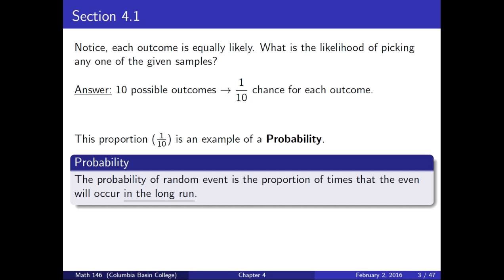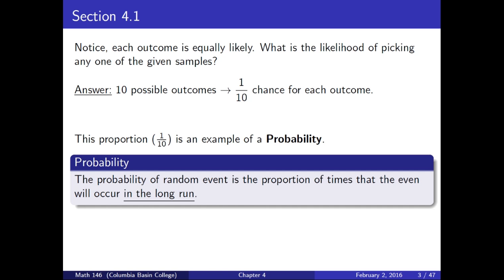So in this case, since we're taking a random sample, each outcome is actually equally likely. So what would be the likelihood of picking any one of the samples? Well, with 10 possible outcomes, each one should have a 1 in 10 chance of happening. Okay, this proportion 1 in 10, this is an example of a probability. This is the probability of each sample occurring.